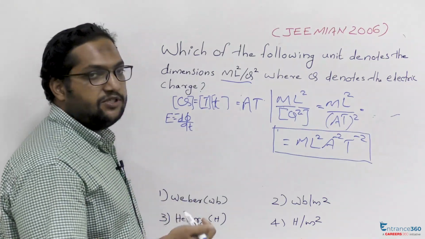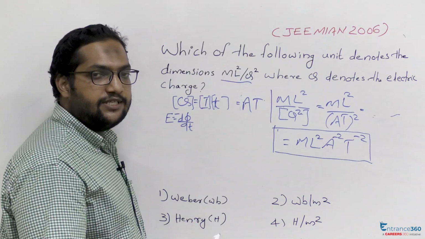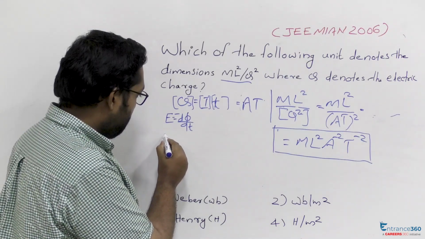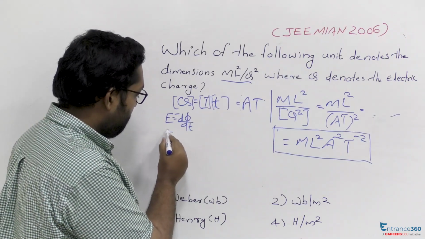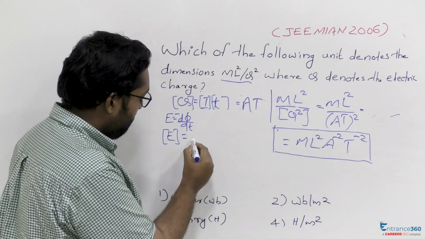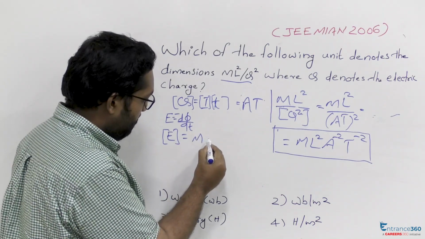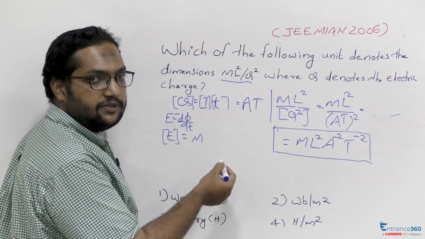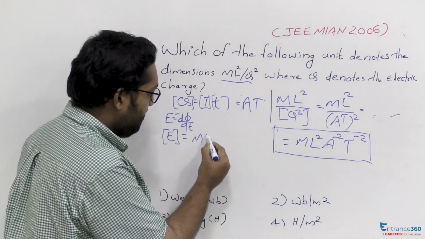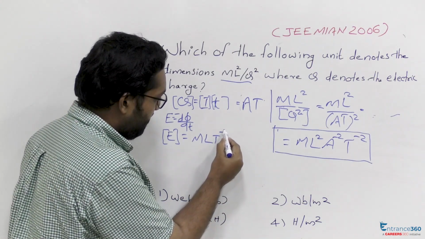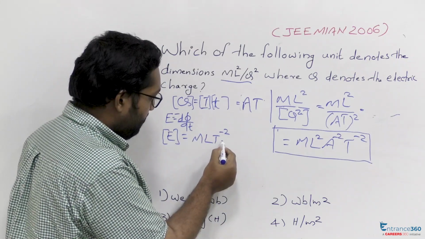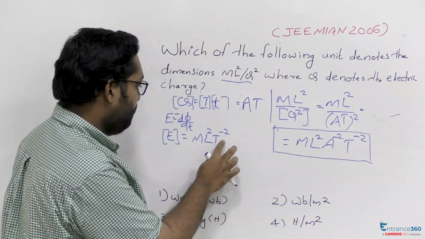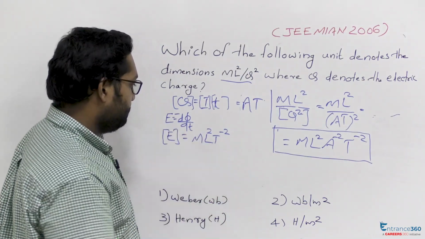So the dimension of work is force into distance. What is the dimension of force? Dimension of E equals dimension of force into distance, force is mass into acceleration. The unit of acceleration is meter per second square, so its dimension will be L T raised to minus 2, into distance. Distance is again L. So ML square T raised to minus 2 is the dimension of work.